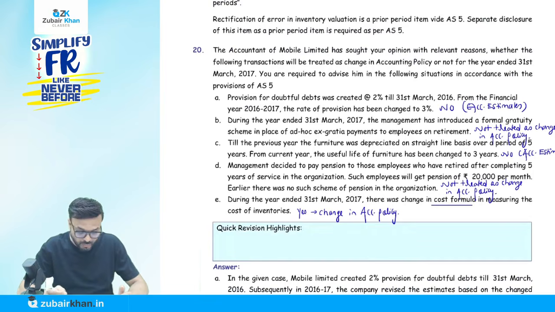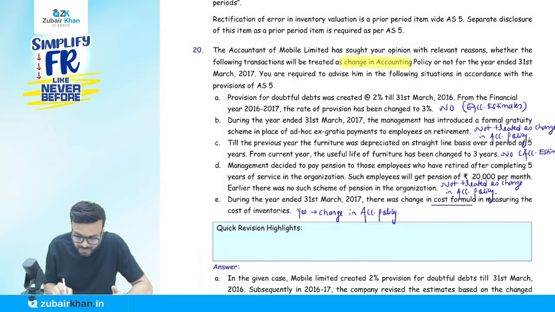Now, they say the accountant of Mobile Limited has sought your opinion, with a relevant reason, on whether the following transactions will be treated as a change in accounting policy or not for the year ended 31st March 2017. You are required to advise him in the following situations in accordance with the provisions of AS 5. So they're asking you whether it is a change in accounting estimate or not. Let's read one by one.